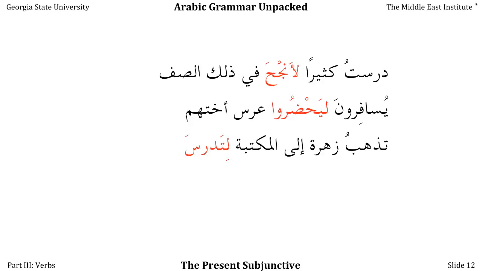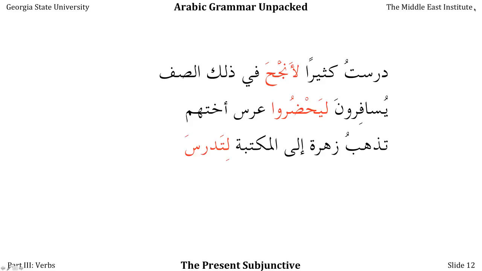We can say tadhhabu Zohra ila al-maktaba li tadrusa. So in the first instance, the verb is in the Muladhara marfu', the regular present tense, because it's what Zohra's doing. But why is she doing that? Li tadrusa, in order that she studies, or in order to study. This verb is in the Muladhara mansub. It's just a question of where you use the verb in the sentence and after what particle that enables you to use the Muladhara mansub, or forces you to use it.